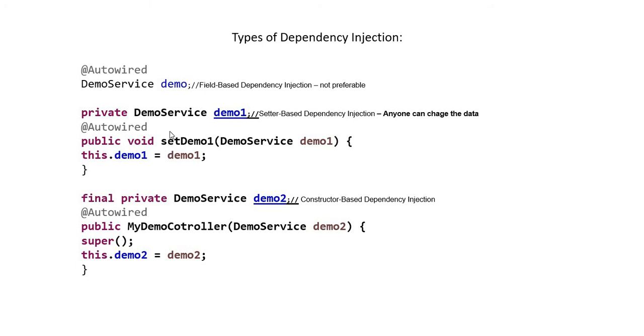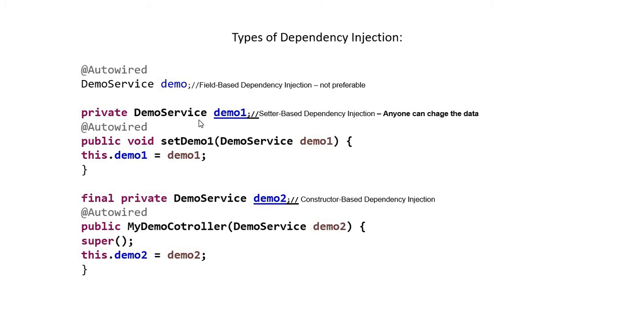For example, let's say I have a demo service which is an interface, and there are two concrete classes. Now, which one do I want to use? If I go by default, it will check for any object of demo service, and there are two objects of demo service. So which one do you want to use? The Spring container will get confused and throw you an ambiguity error.